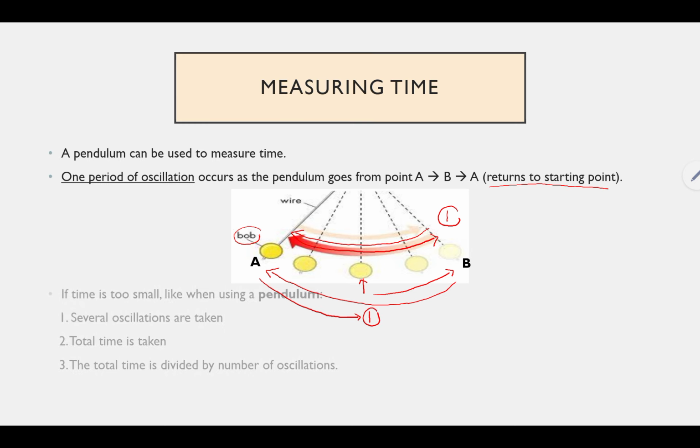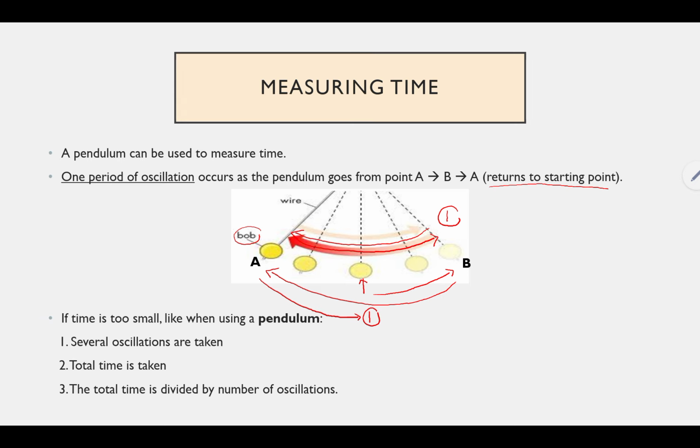Okay? So if the time is too small, a pendulum can go really, really fast. How will I know how many seconds it took for the oscillations? I'll take a couple of oscillations. Let's, for example, say 10 oscillations.